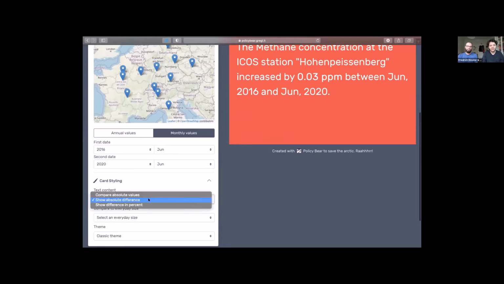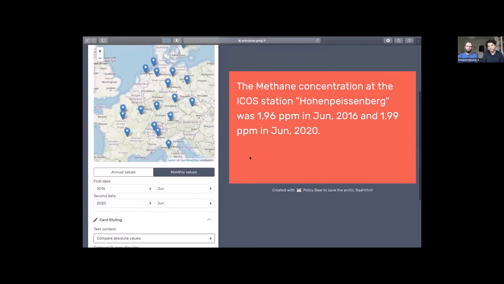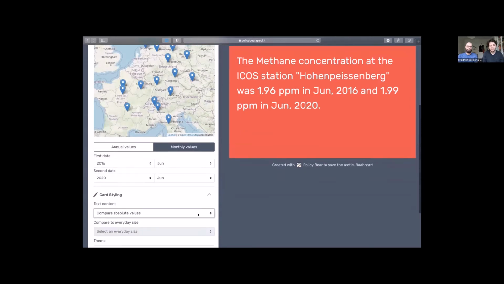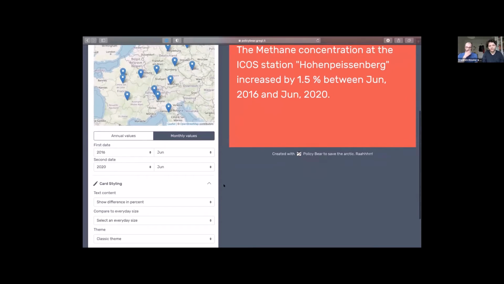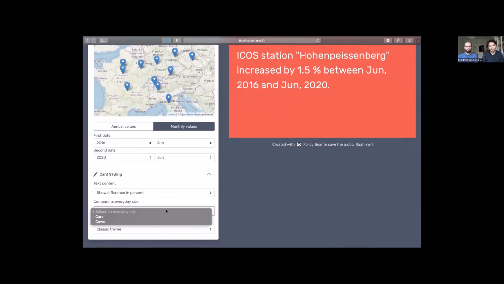You can change how the data is worded on the card. So you could also compare absolute values. So now you see the two values at the two time points. Or you could show the difference in percent, like this. And so now you have only a 1% number for the data. And here you can also select an everyday size to compare. For methane, it's cars and cows.